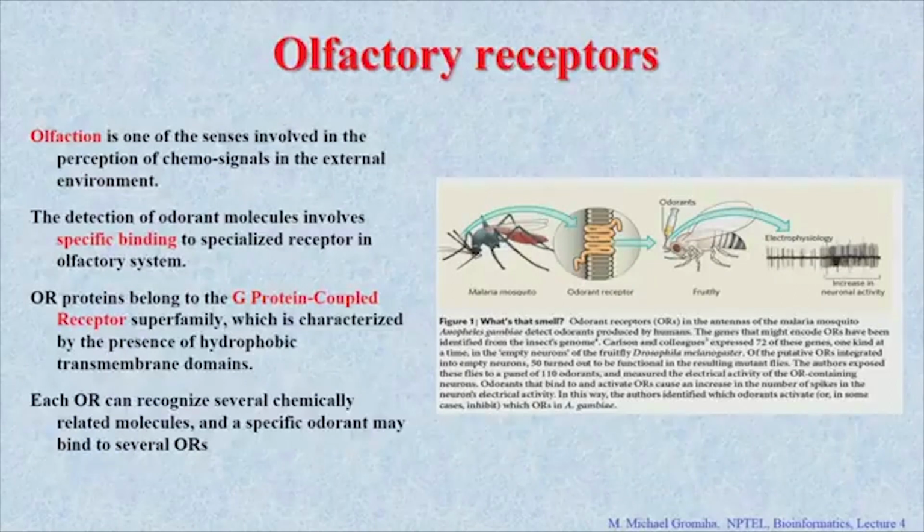So, olfaction is one of the senses involved in the perception of chemo signals, right. So, how do we get these olfactions? And smell, right. If you look at malaria, it is one of the major causes because the mosquitoes can recognize humans, right. This is why mosquitoes bite and then cause malaria. If mosquitoes cannot get this olfaction, cannot recognize humans, then we do not have any problem, right.